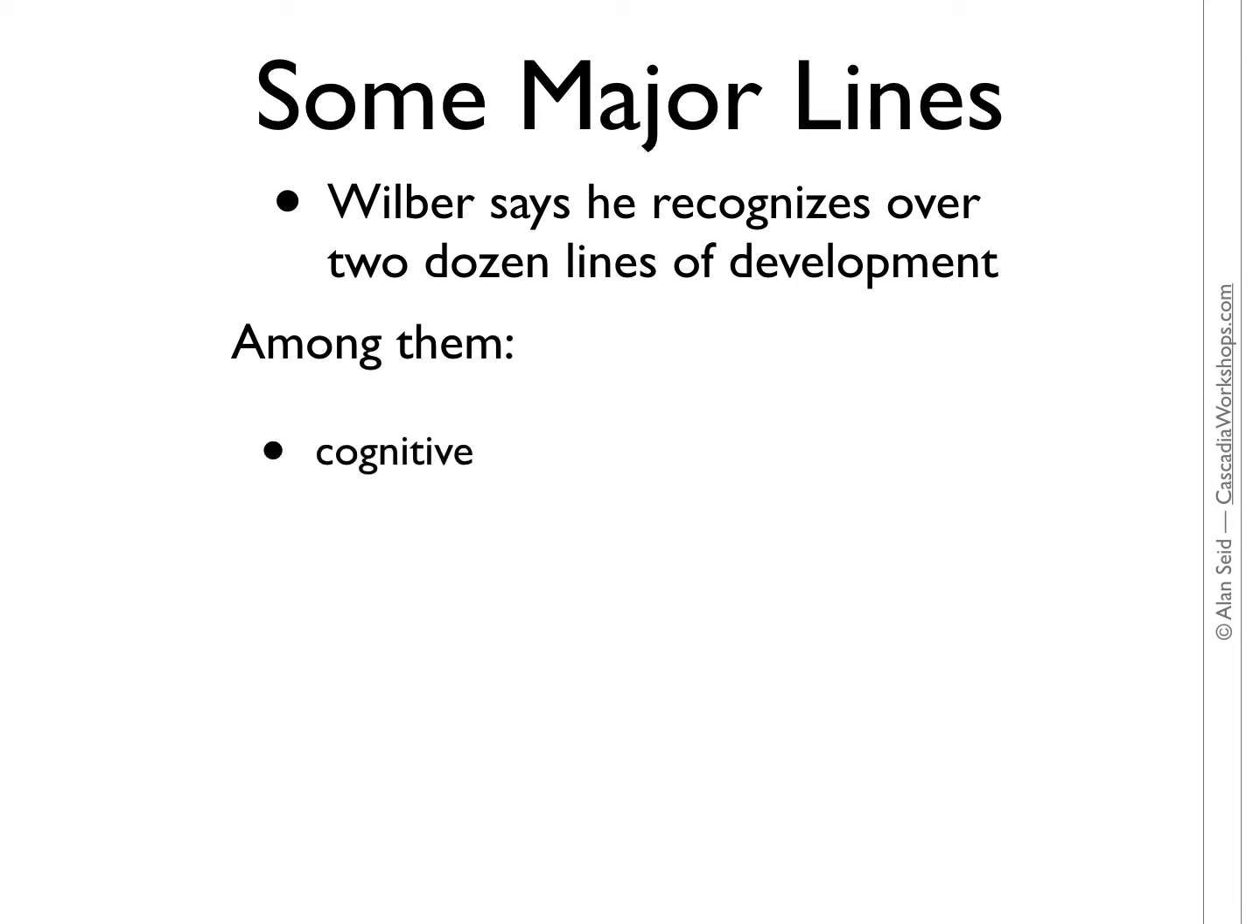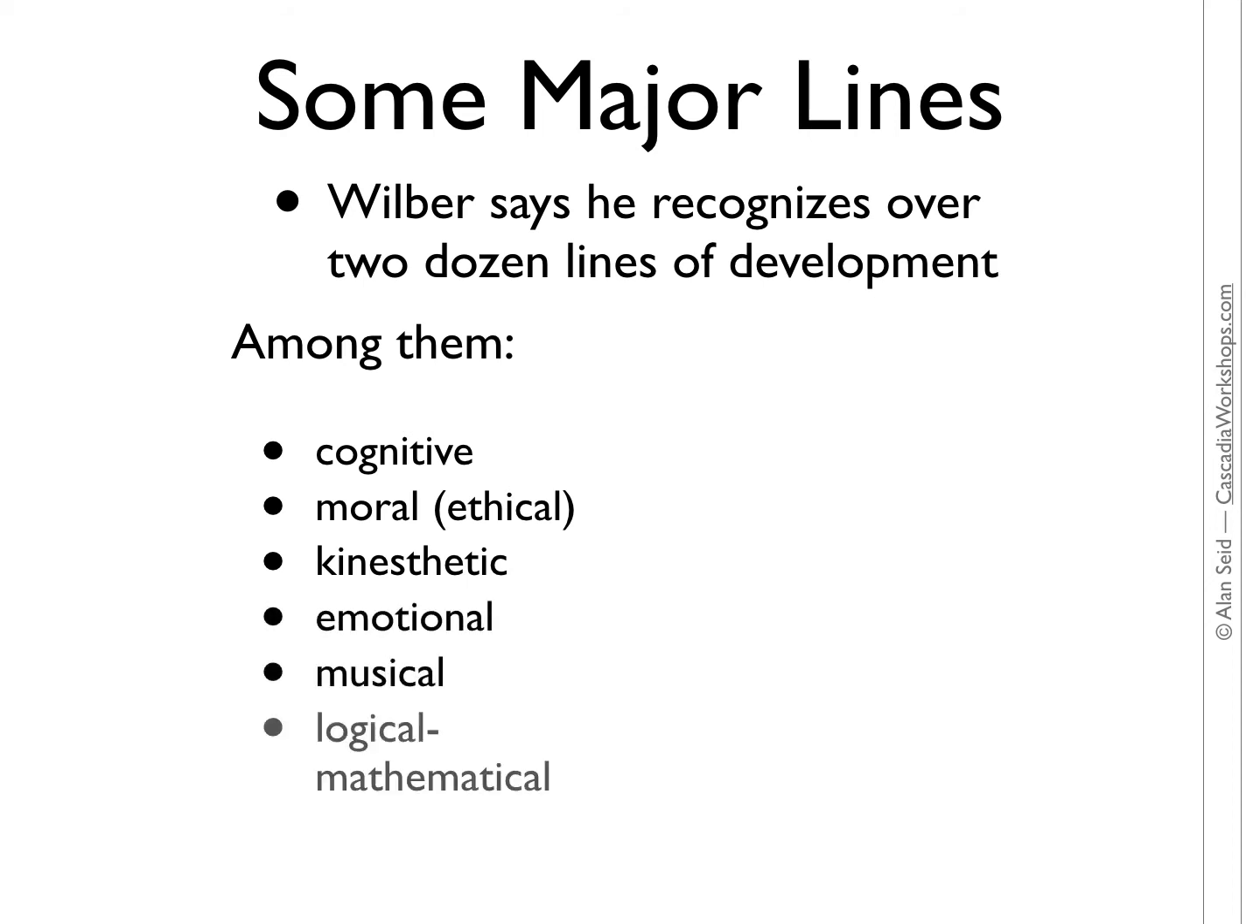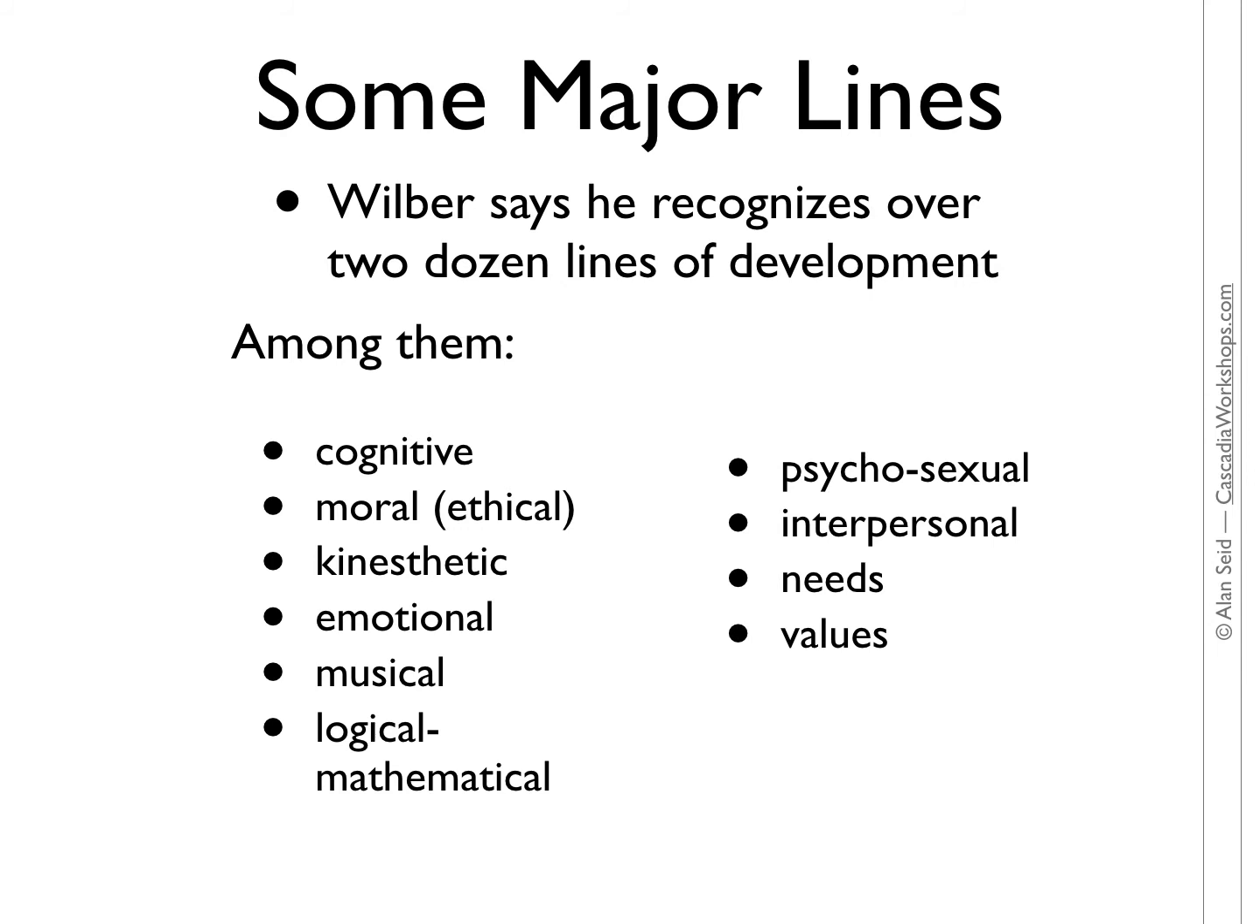Among them is our cognitive development. One of the major researchers there is Piaget. We can look at moral or ethical development. We can look at kinesthetic lines of development or the kinesthetic intelligence, emotional intelligence, musical intelligence, logical, mathematical intelligence, which is what schools mostly focus on. And they don't realize that we're all better at some things than others, and some kids really thrive in musical intelligence or kinesthetic intelligence. We have others, psychosexual, interpersonal, needs and values, and there are many more.